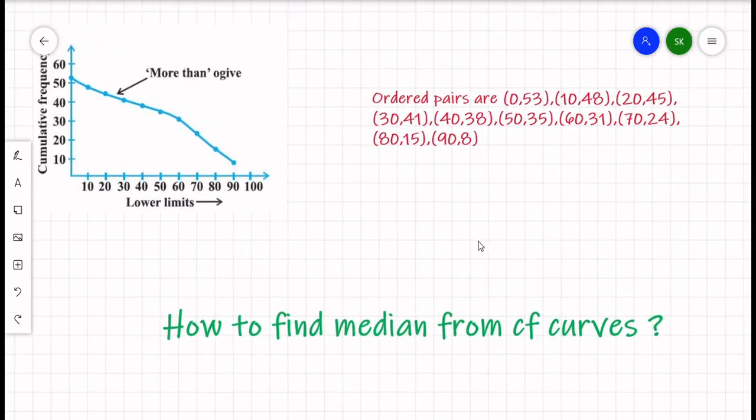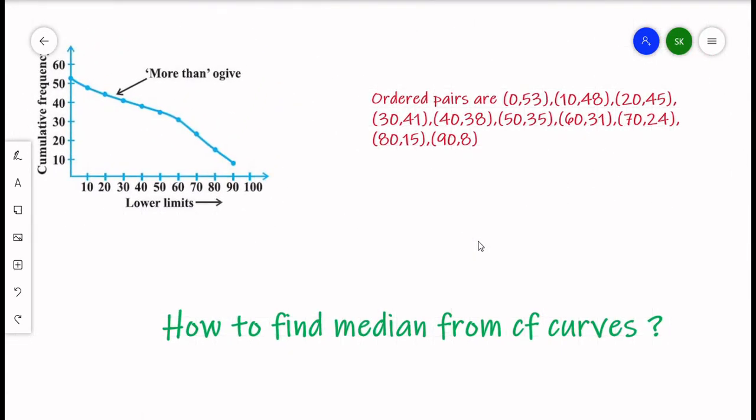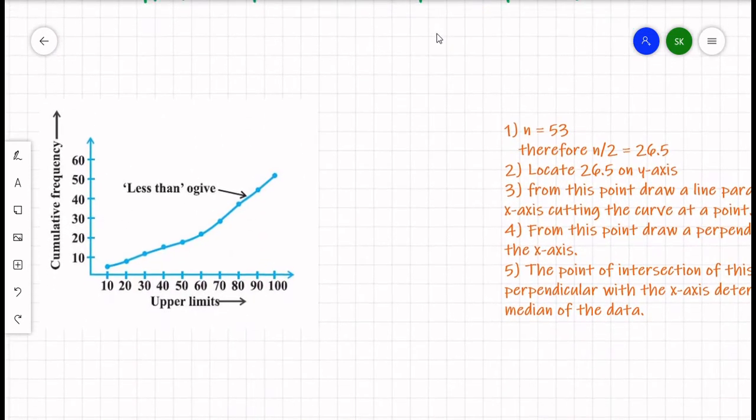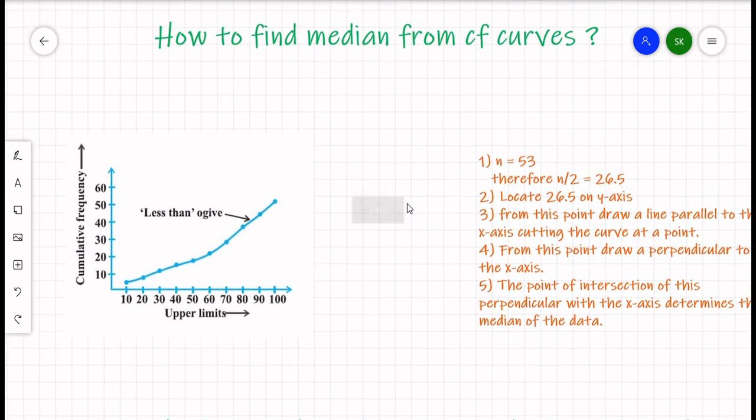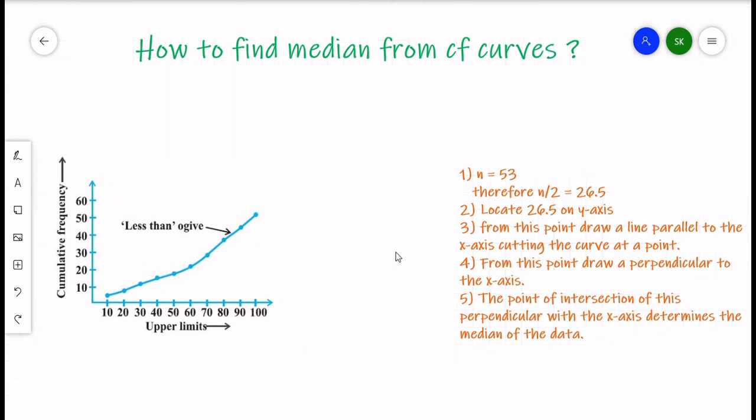Now, after understanding how to plot it on the graph, the question is how to find the median from this graph. How to find the median from this cumulative frequency graph, or cumulative frequency curves, children. Let's see. Suppose we are discussing the less than ogive. Again, I have taken the same less than ogive. N is 53, therefore n by 2 is 26.5. Now the next step is to locate this 26.5 on the y-axis. So this 26.5 will come somewhere here.